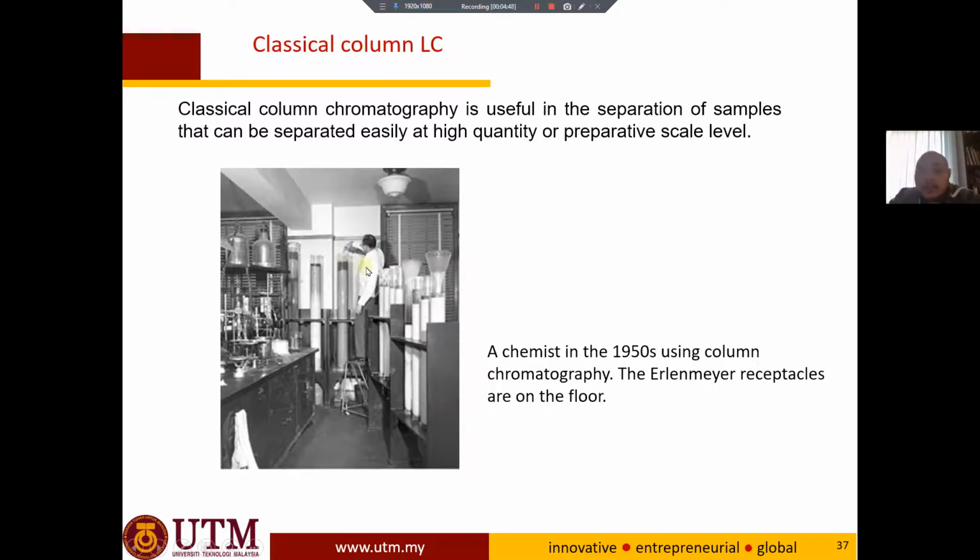Maybe the column was about 2 meters plus, maybe 2.5 meters, this column alone. The diameter is very big, maybe it reaches 25 centimeters. If you can imagine like this, how they purify.